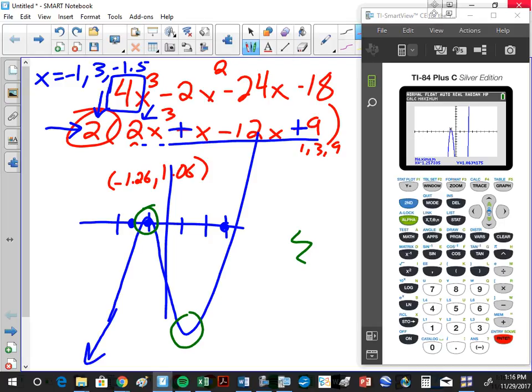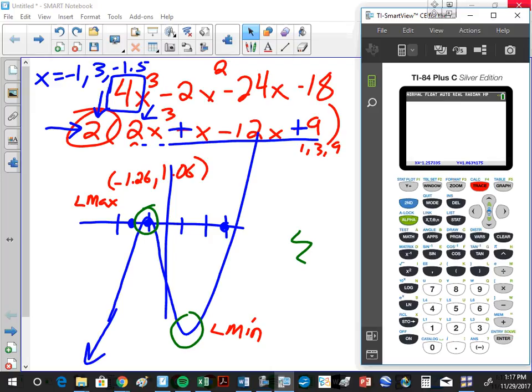Well, this one is called a local max. And this one down here is a local min. Now, I can't see the local minimum on my graph, and that's okay. I know about where it is, right? It looks like it's somewhere in the +1 range.